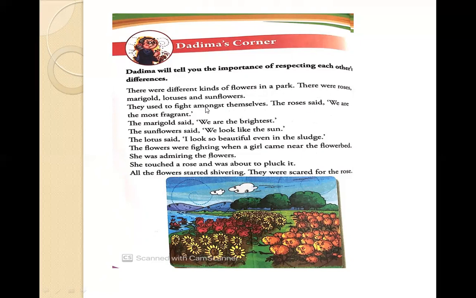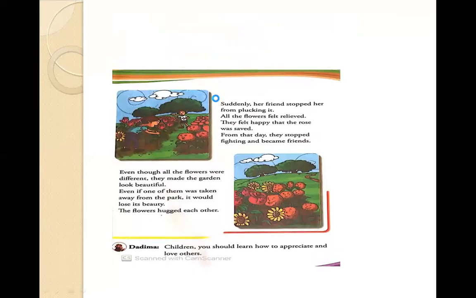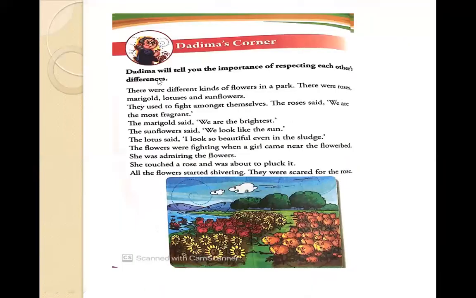They are explaining it with a small story. There were different kinds of flowers in a park. There were roses, marigolds, lotuses and sunflowers. Different types of flowers are there. See here, in the park: roses, sunflowers, marigolds, and the lotus. See here, this is the lotus.